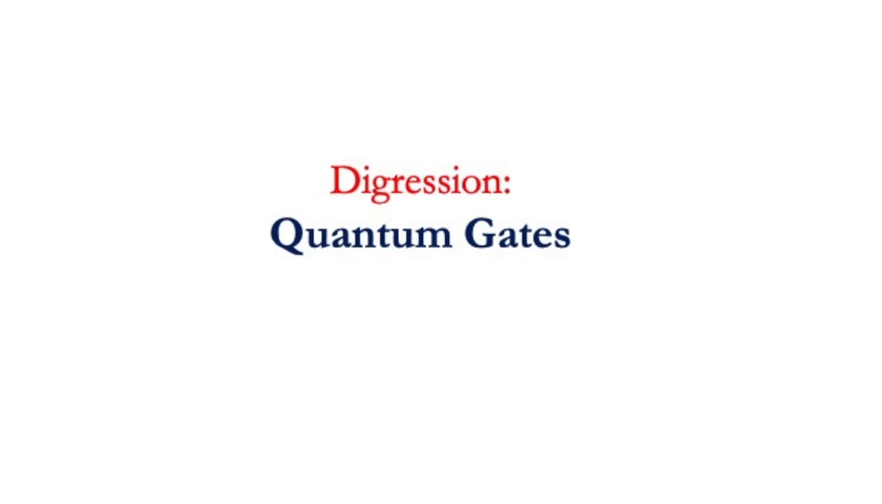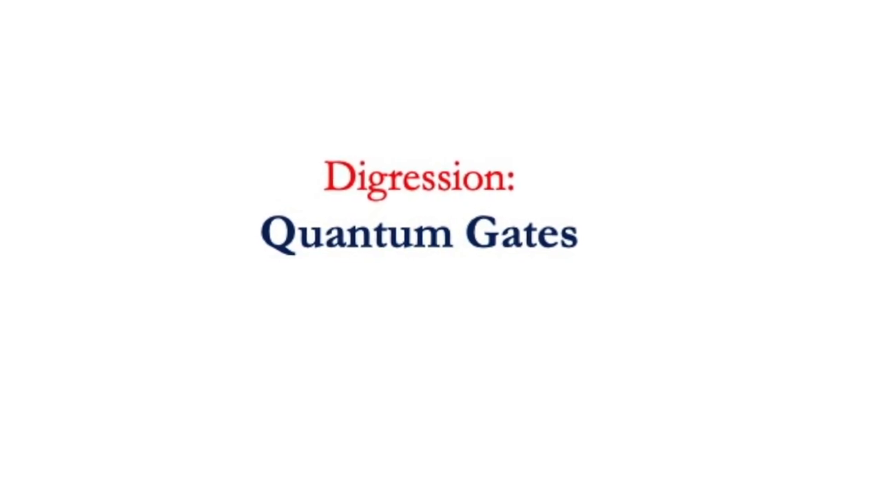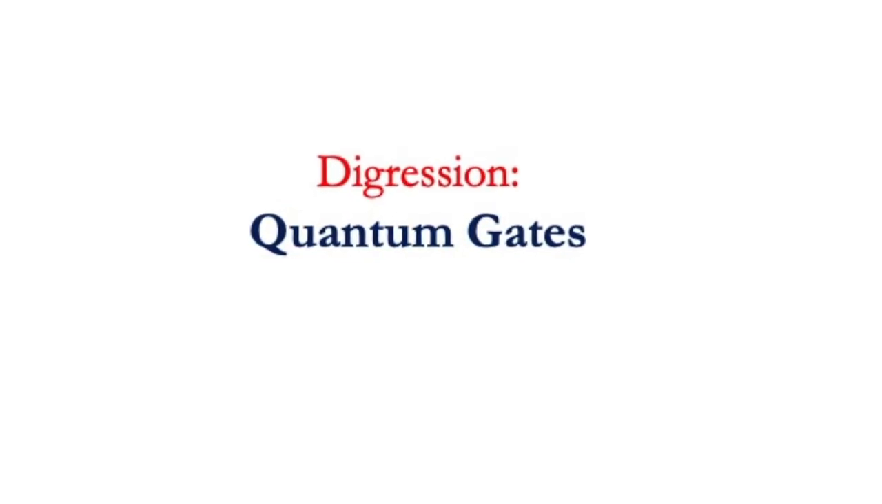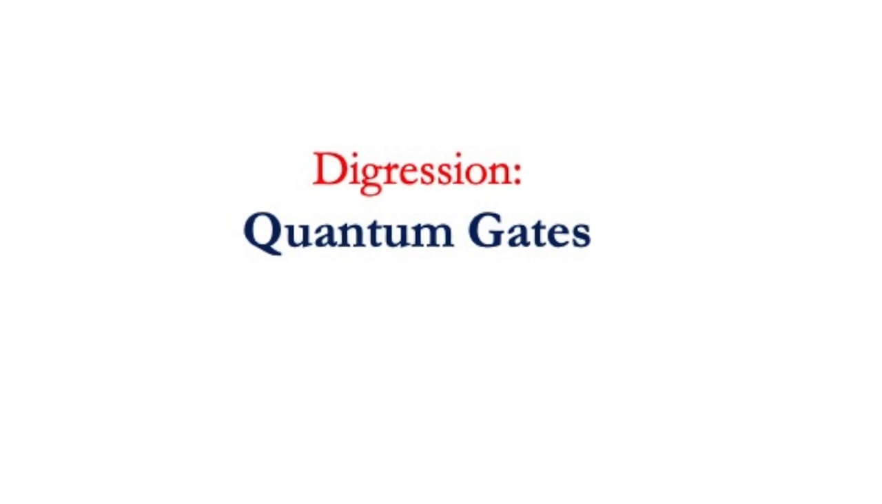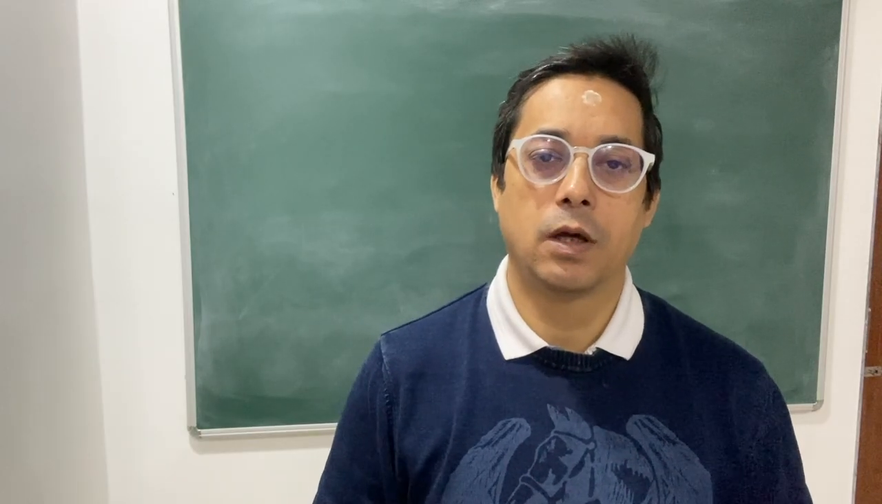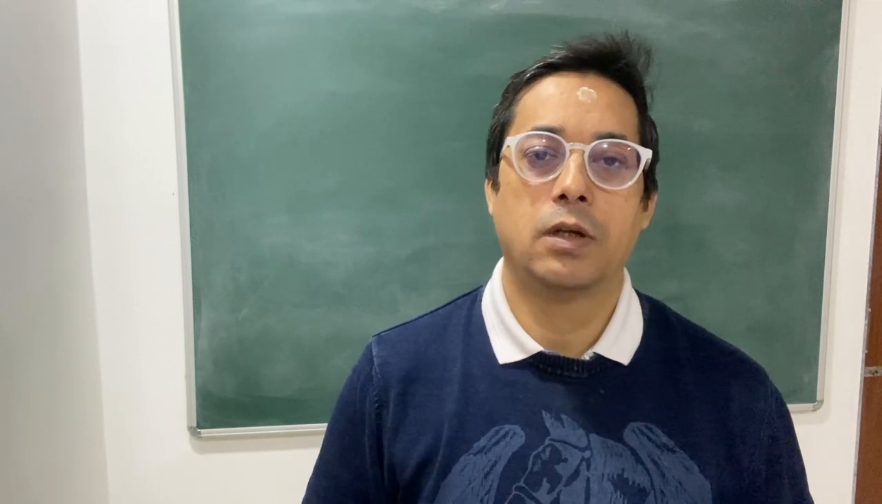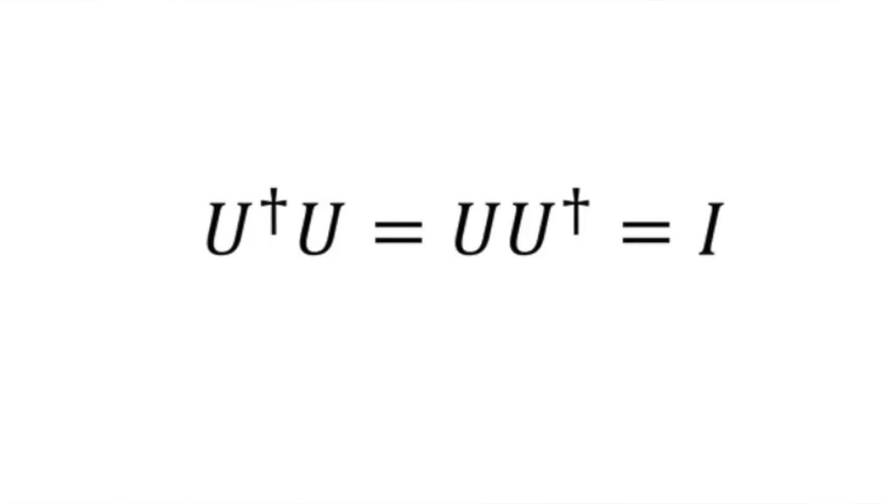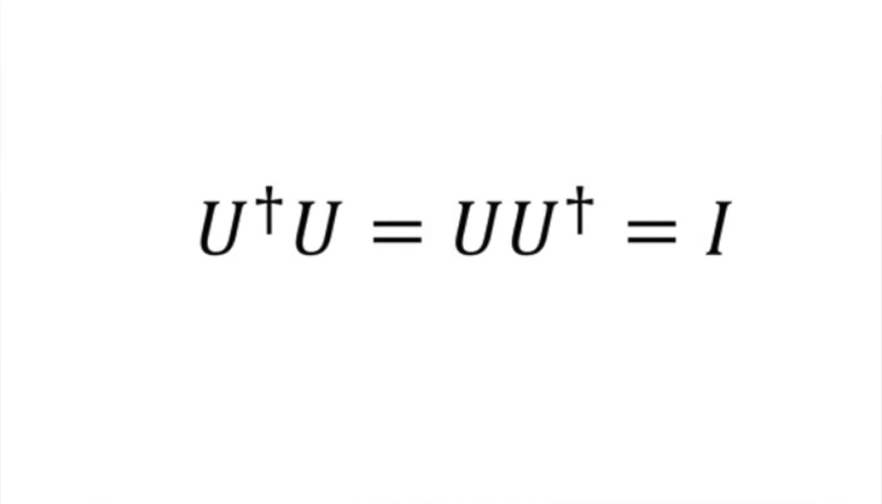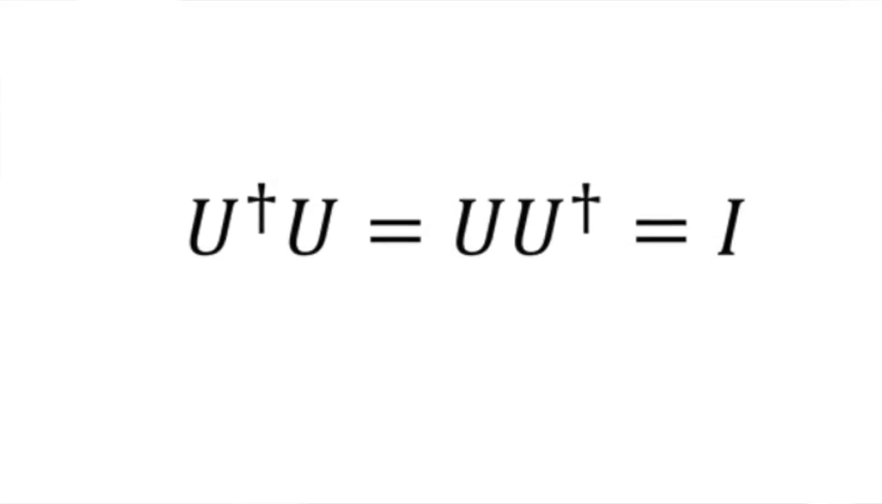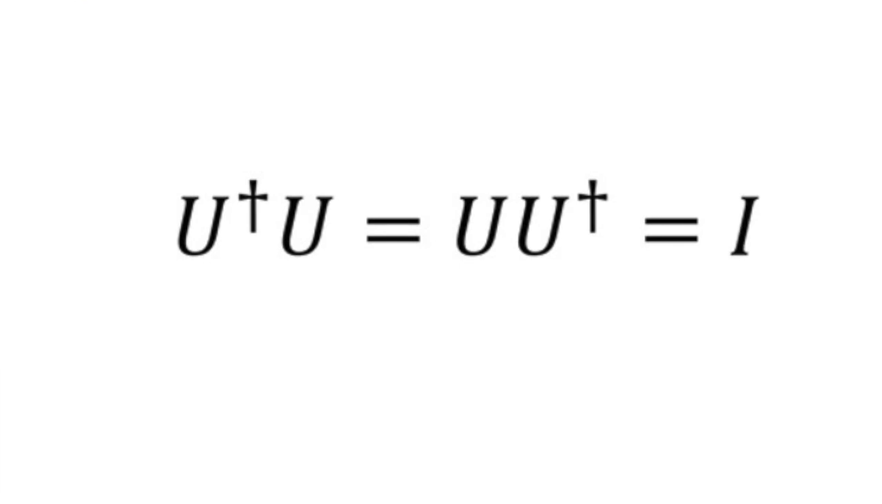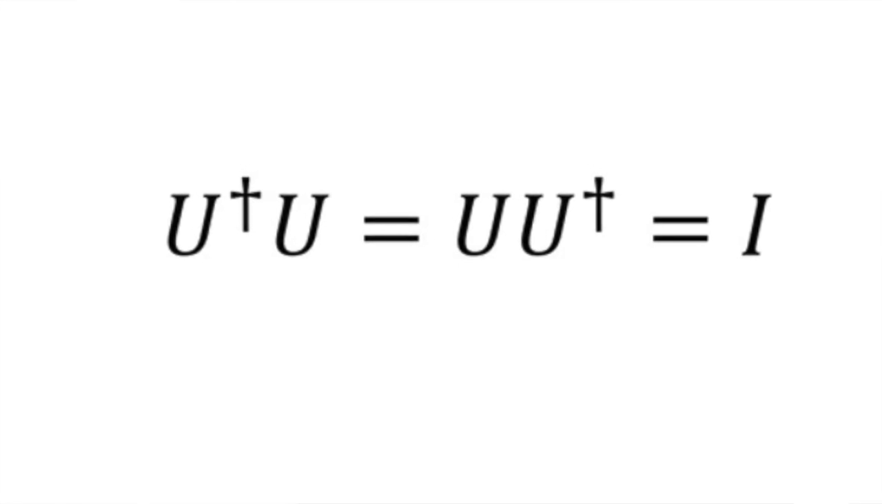Now let me digress a little bit. Let me first remind you about unitary transformation. A unitary transformation is, mathematically speaking, carried out by a unitary matrix capital U. It is unitary if U dagger U is equal to U U dagger is equal to I, where I is the identity matrix.